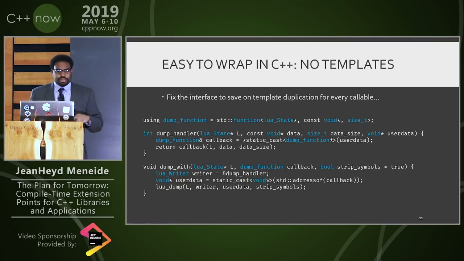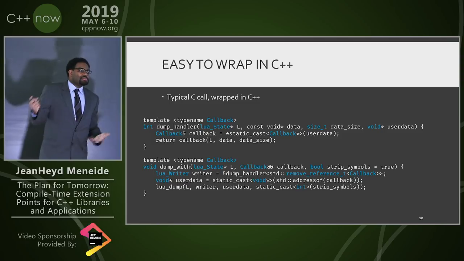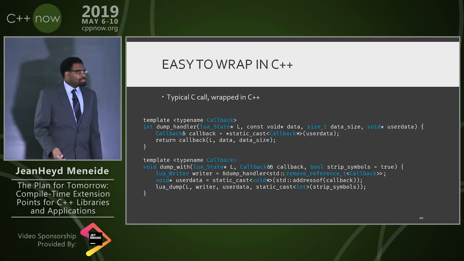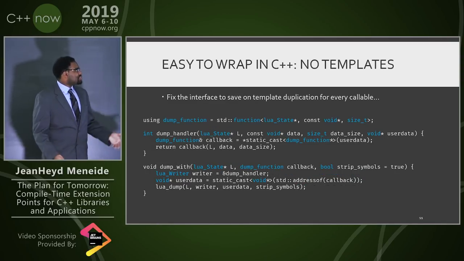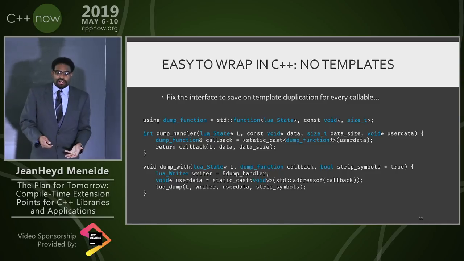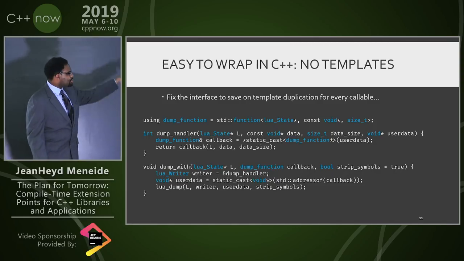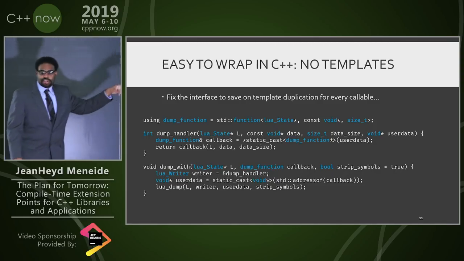You can improve this a little bit by getting rid of the template, right? Because before we had a template type name callback, and maybe you're not going to call this with a lot of different things. Maybe you want to have a fixed interface, so you can do this implementation inside of a CPP file. You don't want to have this sitting in a header and having to parse it all the time. You want to export the interface, so you can put it in std function.